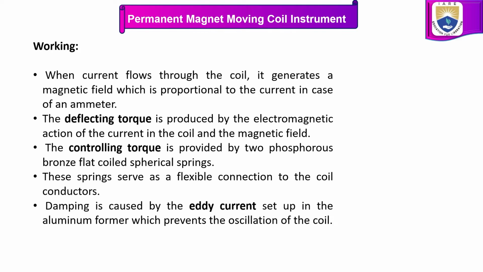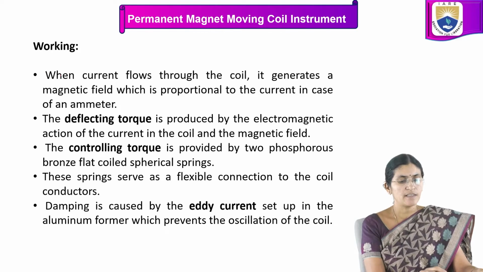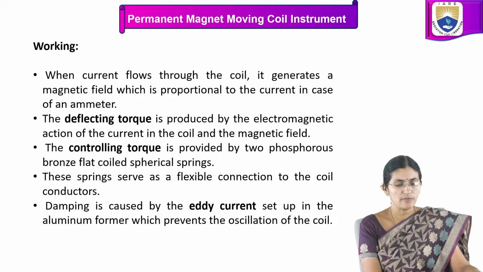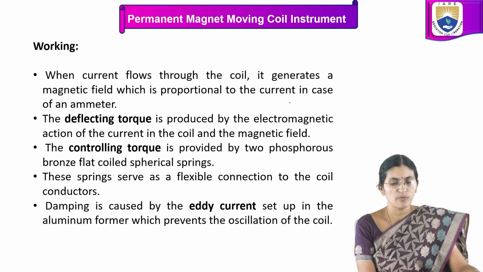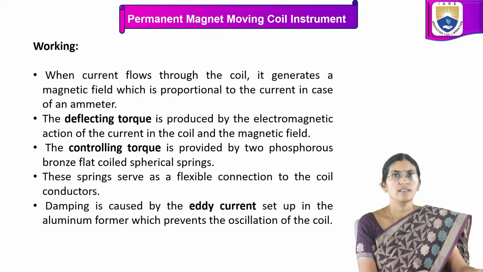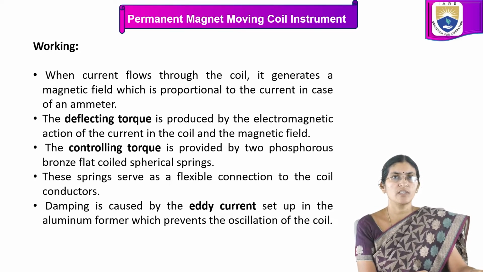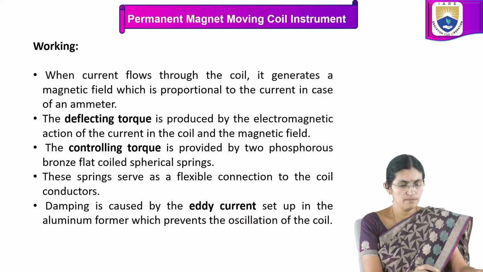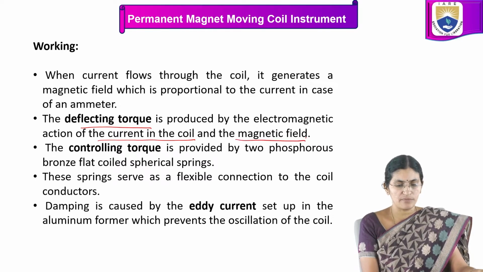Now let us see the working principle of PMMC instruments. When current flows through the coil, it will generate a magnetic field which is proportional to the current in case of an ammeter. Here we have seen that the important torques which are required in an indicating instrument are deflecting torque, controlling torque, and damping torque. Deflecting torque is produced by the action of the current in the coil and the magnetic field.